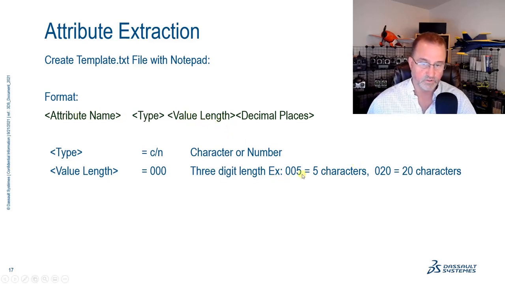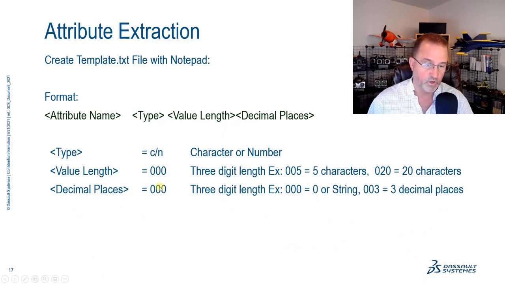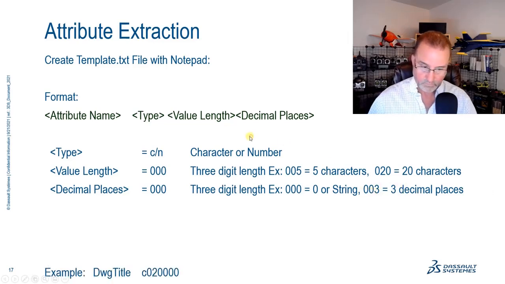For example, if it's 005, it's only 5 characters, or if we want 20 characters of value to be extracted, we have to specify 020 for 20 characters. And then in terms of decimal places, decimal places will always be 000 if it's a character value because there is no decimal places, but we do have to supply the 3 zeros, especially if it's a string. But if it's a number and we want 3 decimal places to the left, then we would supply this with 003. So let me give you an example.